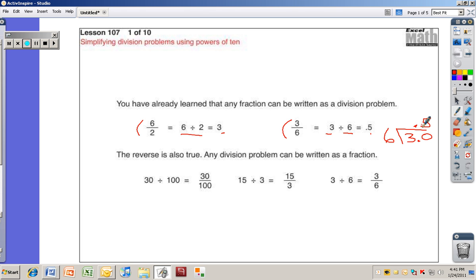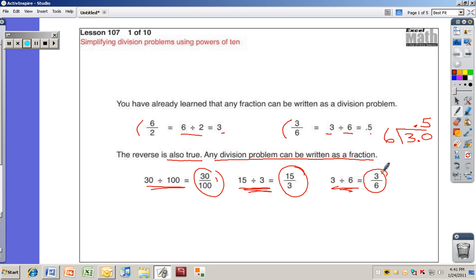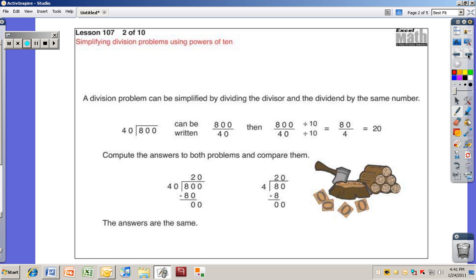Okay, the reverse is also true. Any division problem can also be written as a fraction. So the division problem 30 divided by 100 can be written like this. Or 15 divided by 3 can be written like this. 3 divided by 6, written like that. You guys get that, don't you? Okay, we're leading you up to something that's a little more complicated.